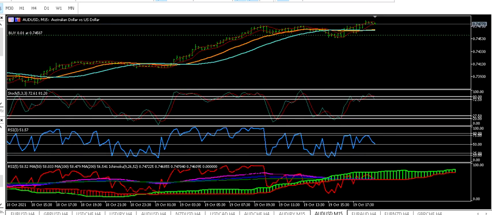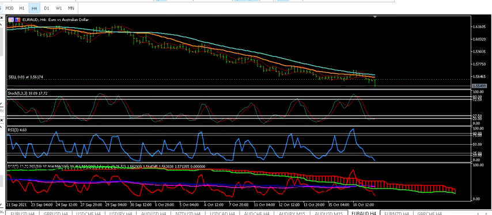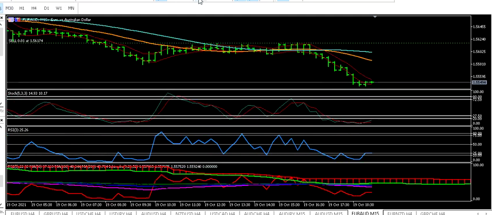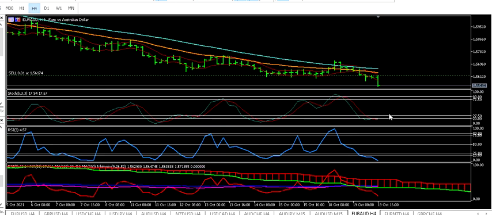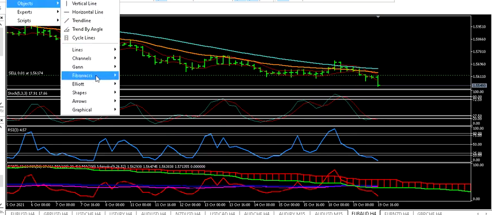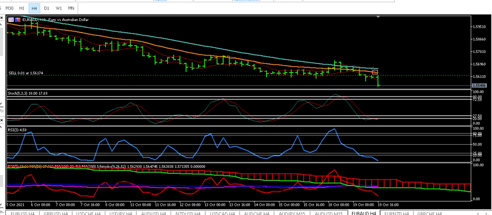If you go to Euro AUD, sell. Let's take it to a smaller time frame. You can see sell. But if you go back to the 4-hour time frame, you can see the signals flashing. You can see the windows flashing. This is already a downtrend. Okay, it's a downtrend.